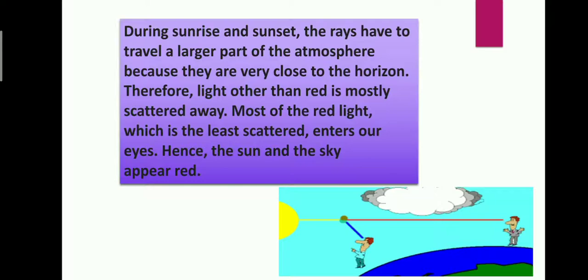Okay, so you can look into the diagram. The sun, you can see, is in yellow color. See that there are two persons standing, separated by a certain distance. You can see one person is seeing the red light and another person is seeing the blue light. He will say the sky is blue, and the other person, who is standing far away from the sun, will tell that the sky is red.